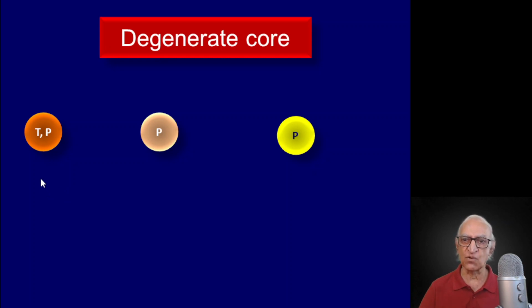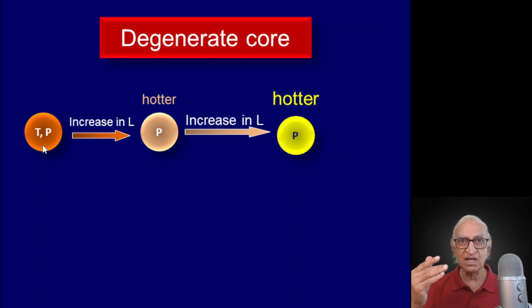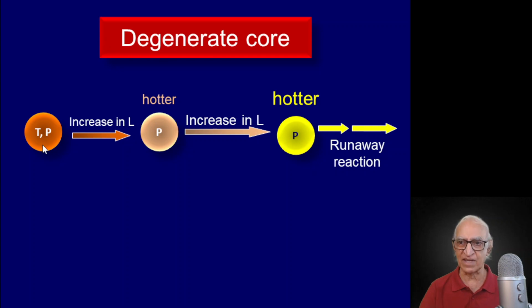Let us consider the core at a temperature T and pressure P, and let us increase the luminosity. The core will get hotter, but the pressure will not increase because for a quantum gas, the pressure has nothing whatsoever to do with temperature. And because the core has got hotter, the nuclear reactions will proceed even faster. And that will increase the luminosity. And that in turn will make the core hotter, and the nuclear reaction will proceed even more furiously. And there will be a runaway reaction.